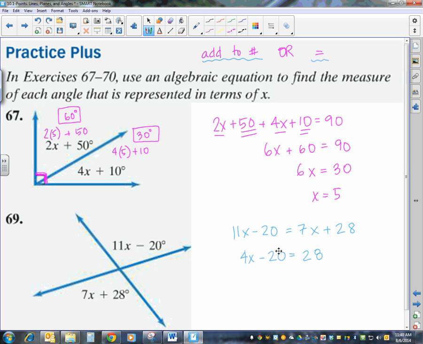Get my constants on the same side, I'm going to add 20. So 4x is going to give me 28 plus 20, which is 48. And then divide both sides by our coefficient of 4. So x equals 48 divided by 4, which is 12. So when I put it in, I'm going to have 11 times 12 minus 20. 132 minus 20 is 112. And they're both going to be 112 because they're equal to each other.